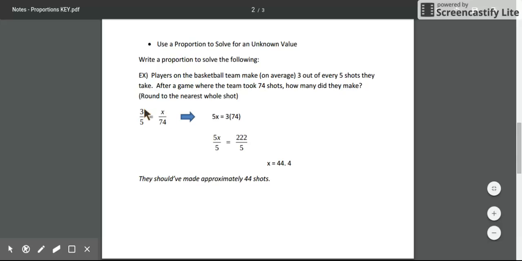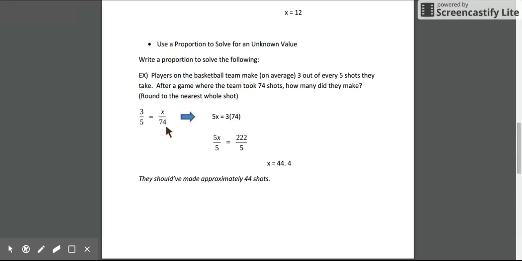So on top, I put how many shots we made. On the bottom, I put how many shots we take. So in my next ratio, I need to match that. On top, I'm looking for how many shots we made when we took 74 shots. So shots being taken are on the bottom, shots being made are on the top. We've got to make sure and keep those corresponding values in the same spot in our ratio.